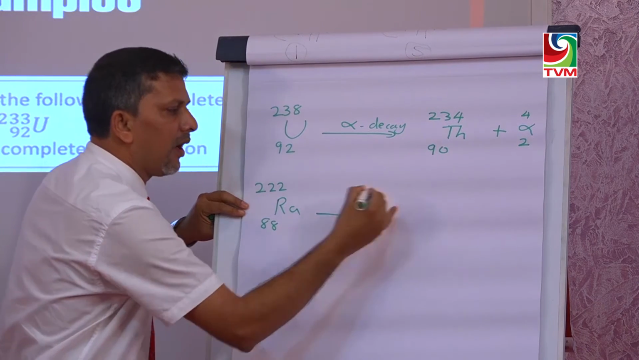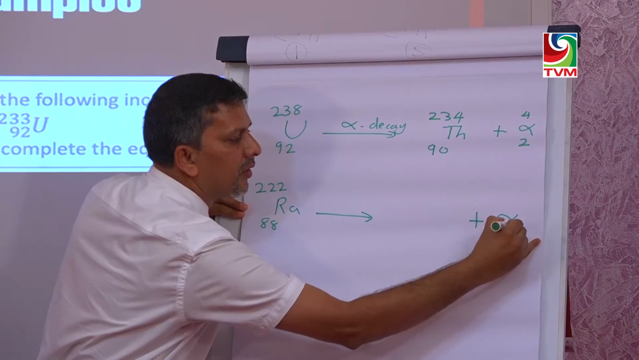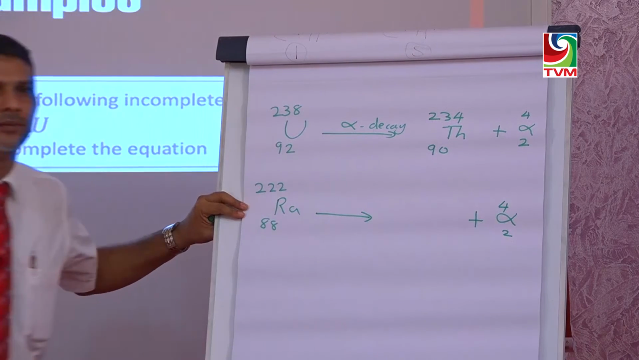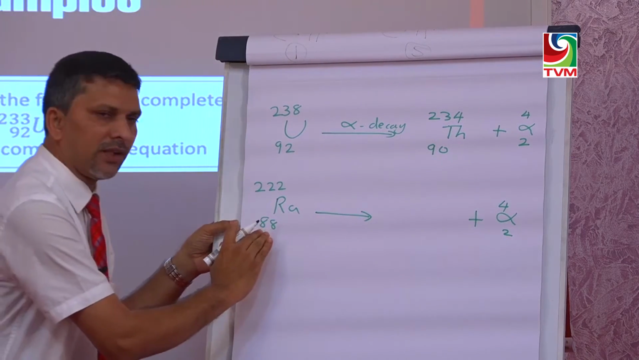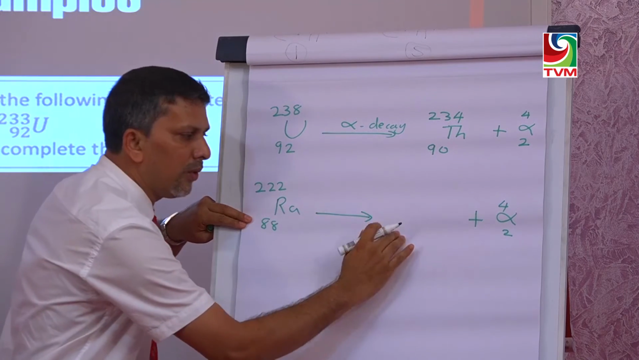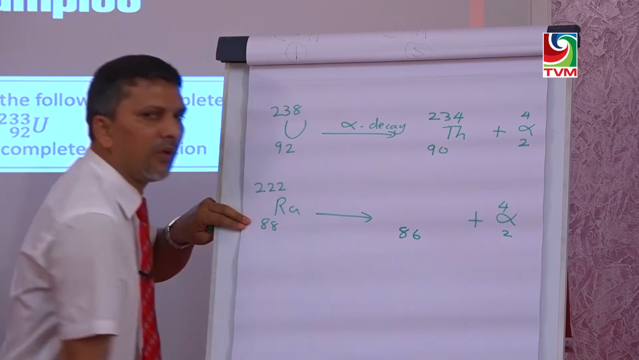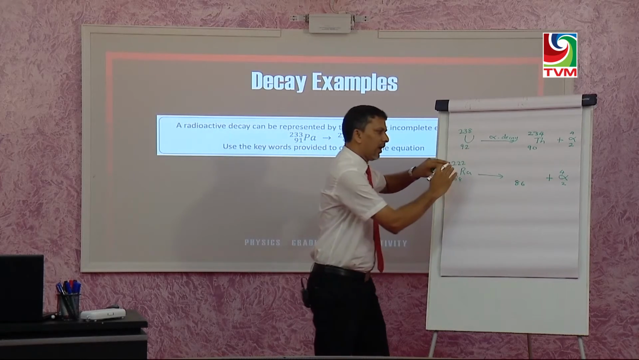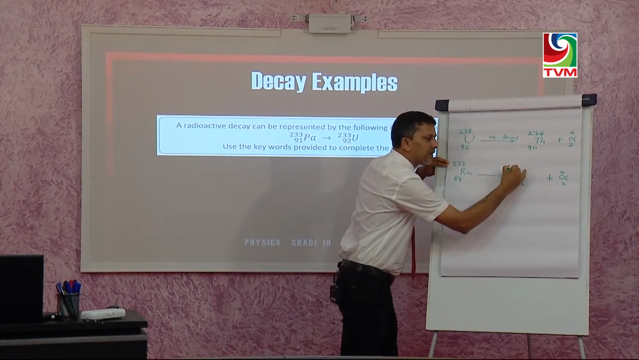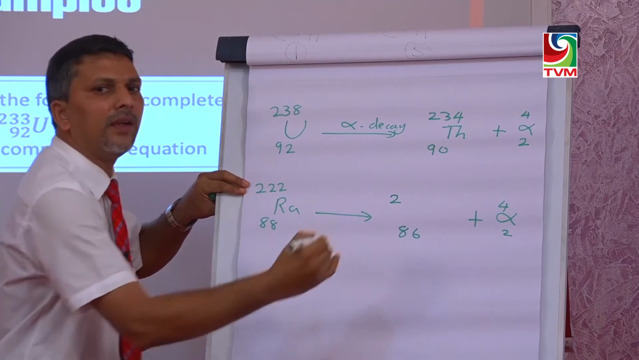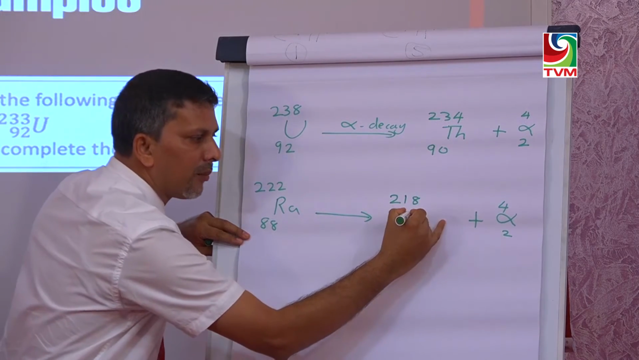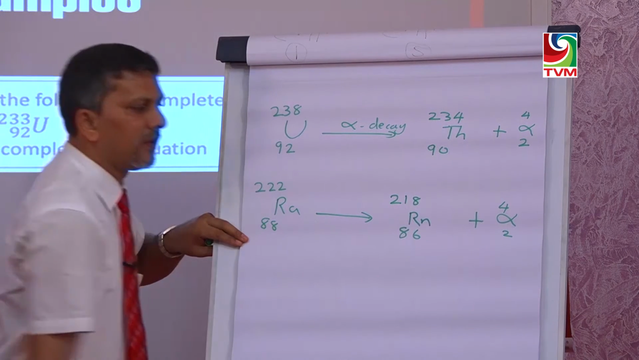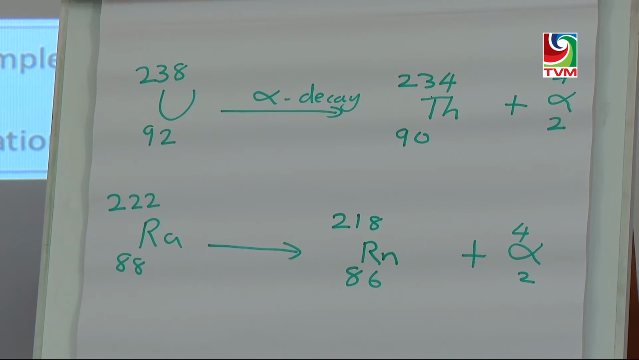Emit one alpha particle, that means alpha 2, 4. The new element's atomic number we can check. Now look, 88 changes to 86 because it decreases by 2, and mass number 222 changes to 218. So it's a new element formed. That element is radon. Understand? Then we can check some questions also later.